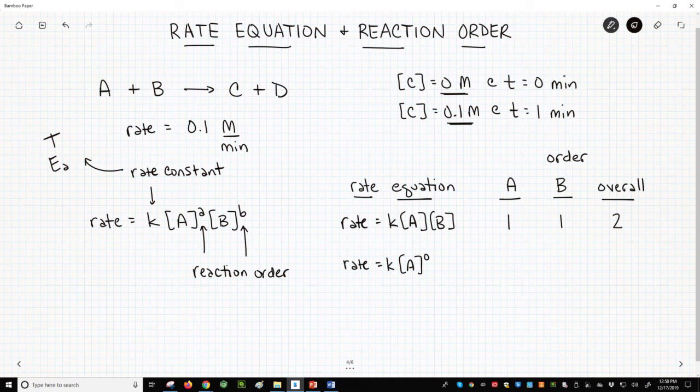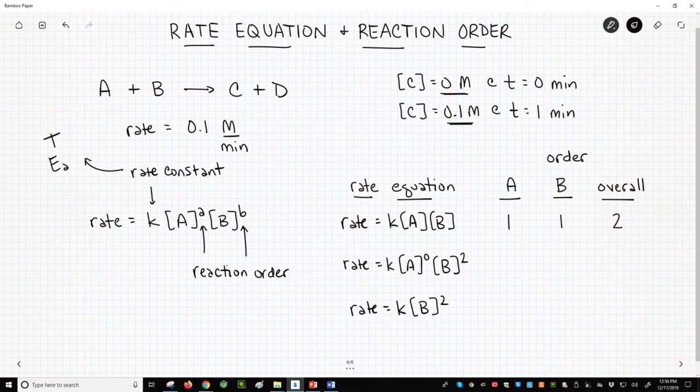times the concentration of A to the 0 power times the concentration of B to the second power. So in this case, the order of A is 0. Since any number to the 0th power equals 1, most people would actually simplify this rate equation. They'd leave A out of the equation altogether.